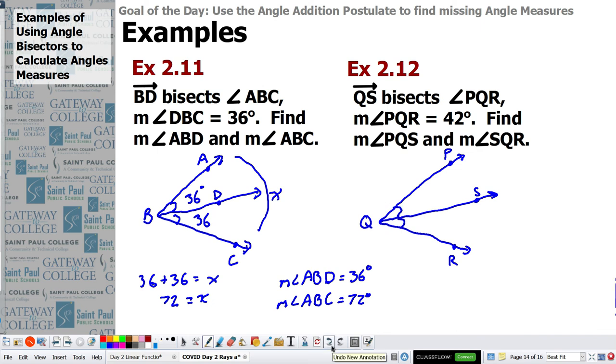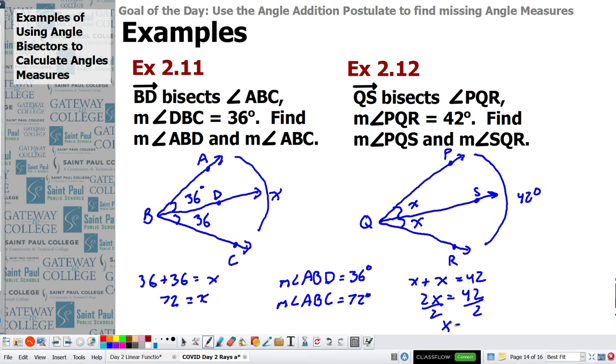All right, so the measure of PQR is 42 degrees. And then we've got to find these other two, PQS, the top one, and SQR, the bottom one. And again, I'm just going to put X's in there because they're the same. I can use X for both of them. And then we have the part plus the part equals the whole. X plus X equals 42. 2X's equals 42. Divide by 2. X equals 21. So our answer, the measure of angle PQS equals 21 degrees. Measure of angle SQR equals 21 degrees.